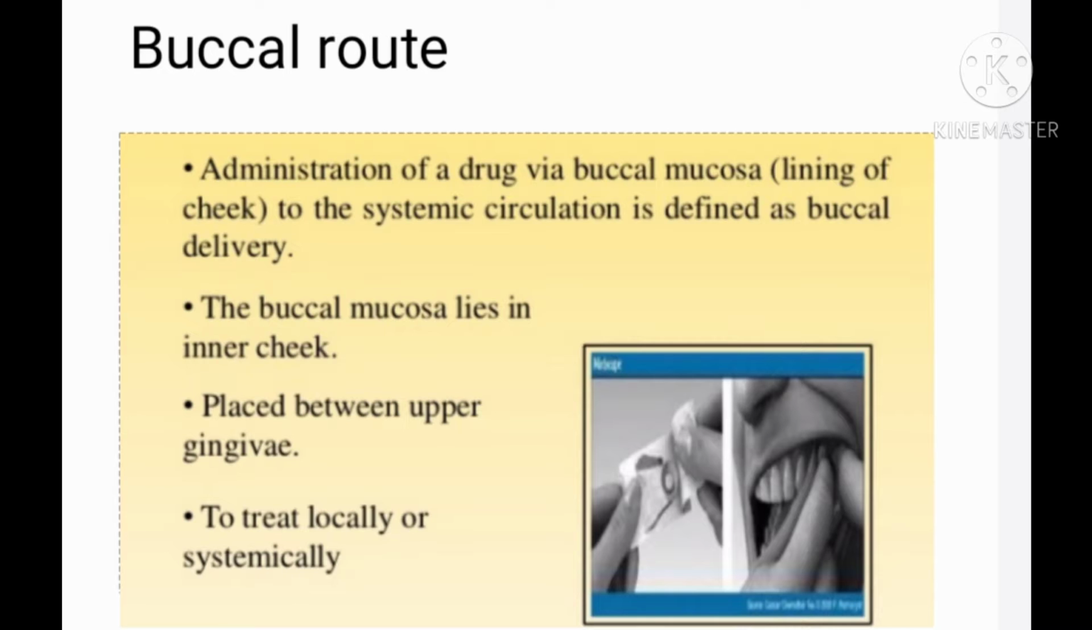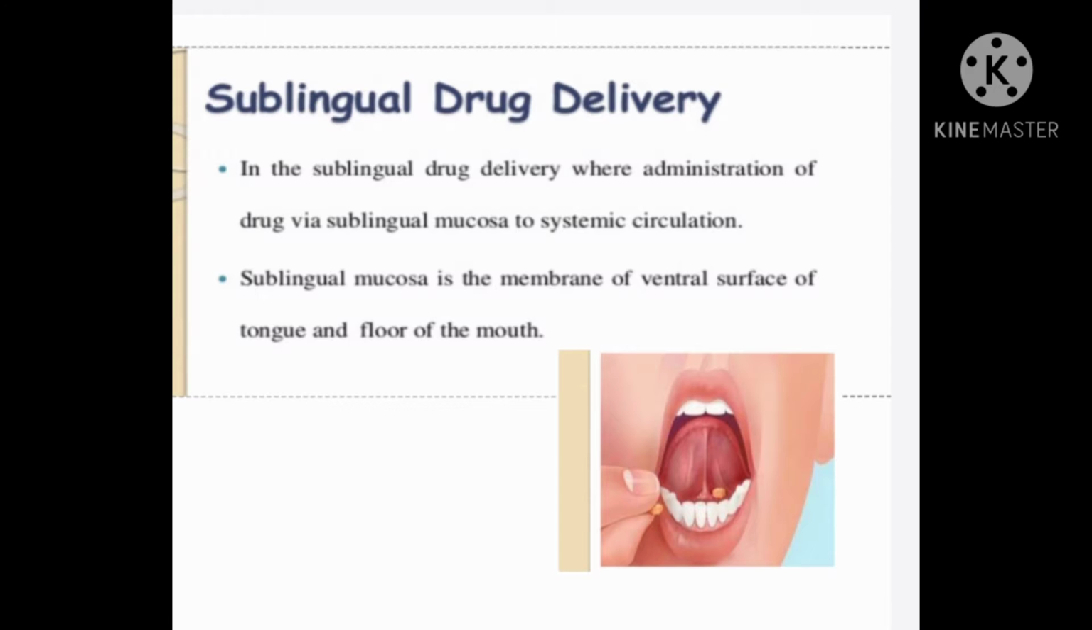In that, first, the buccal route is the administration of drug via the buccal mucosa, the lining of the cheek, to the systemic circulation, defined as buccal delivery. The buccal mucosa lies in the inner cheek and it is used to treat locally or systemically. And second, sublingual drug delivery, where the drug is administered via the sublingual mucosa to the systemic circulation. Sublingual mucosa is the membrane of the ventral surface of the tongue and floor of the mouth.